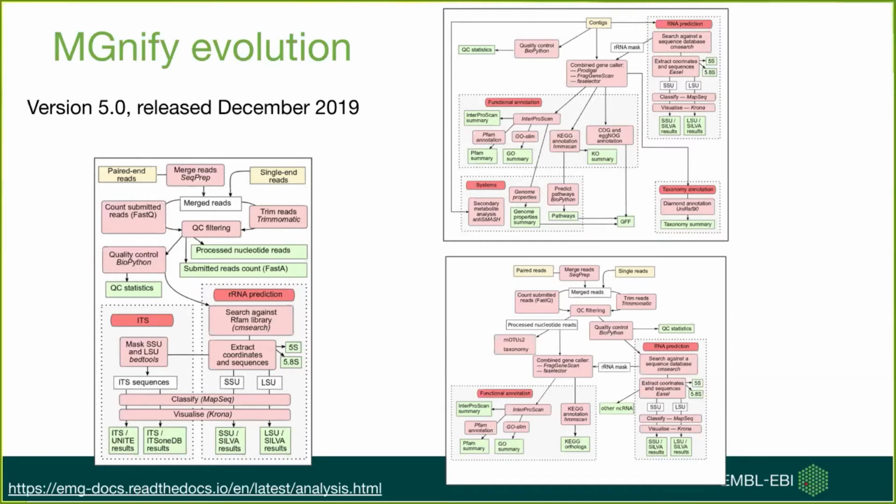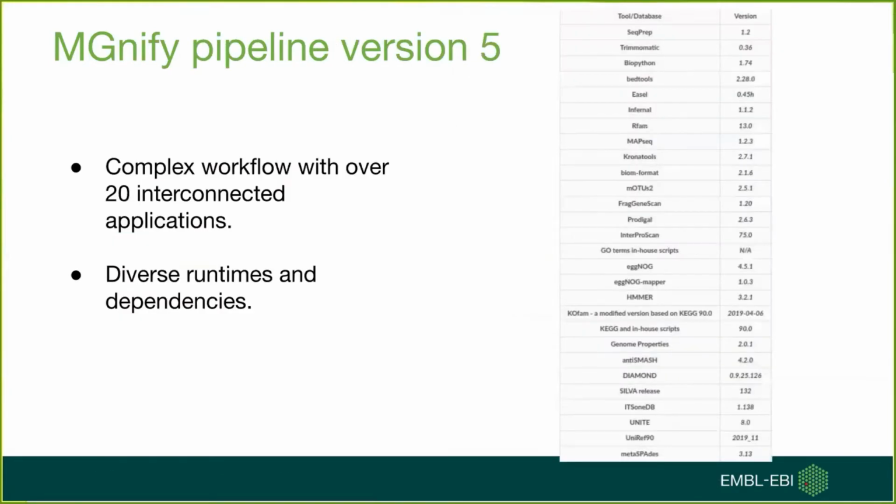So as you can see, compared to version 4.1, the complexity of the pipeline has increased dramatically, I would say. So we needed a way of coping with this complexity, because for this version of the pipeline, we have over 20 different applications. All of them are interconnected and they talk to each other. And basically we have a really diverse set of different runtimes and dependencies that collide with each other.